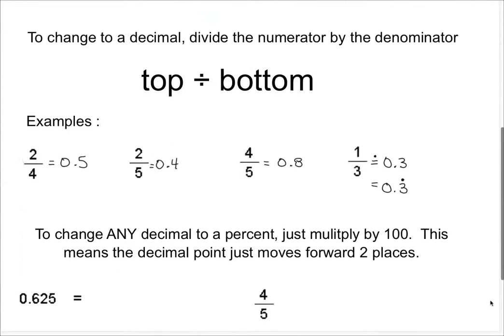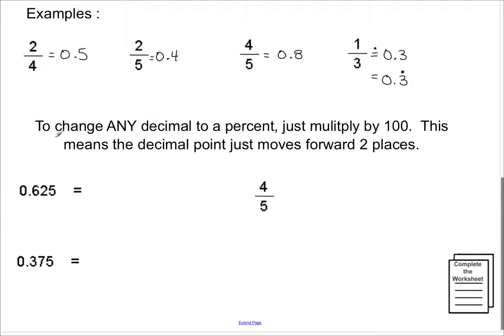So now we're going to talk about percent. To change any decimal to a percent, just multiply by 100. This means the decimal point just moves forward by 2 places. Another way of saying percent is we want to know how many hundredths something is. So if we're going back to our place value, percent means hundredths.